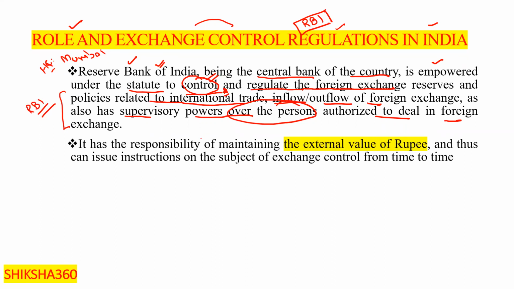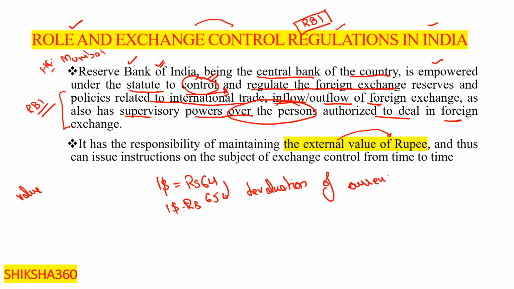It also has the responsibility of maintaining the external value of the rupee. It means they have to control the value. Like we can say $1 is equal to rupee 64, and then $1 is equal to rupee 65. When the dollar reaches 65, this leads to the devaluation of the currency.